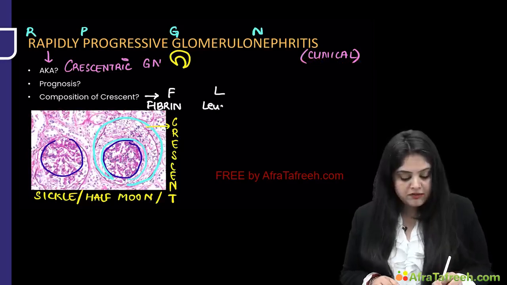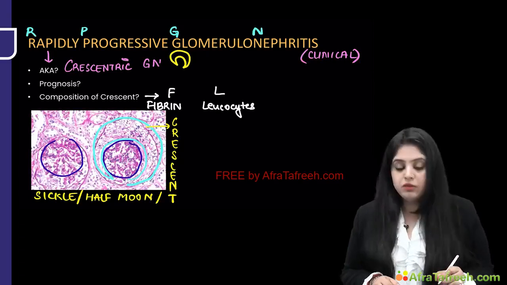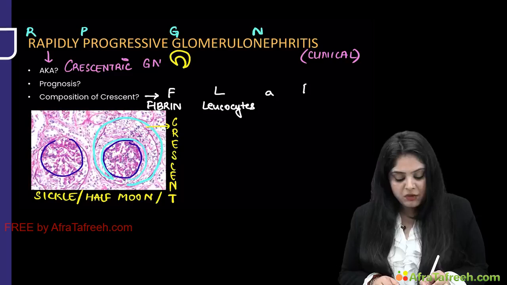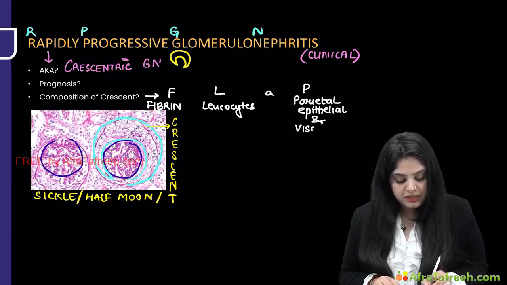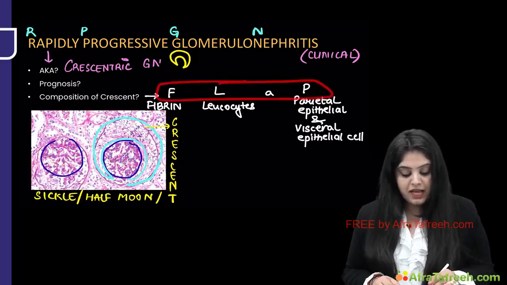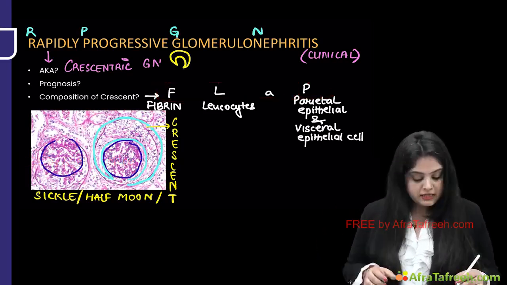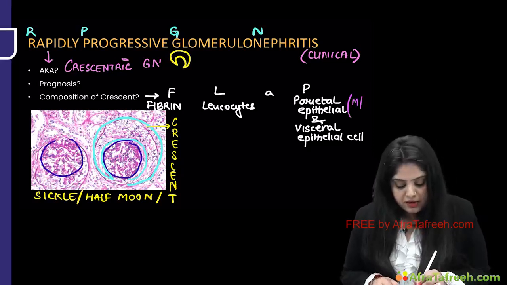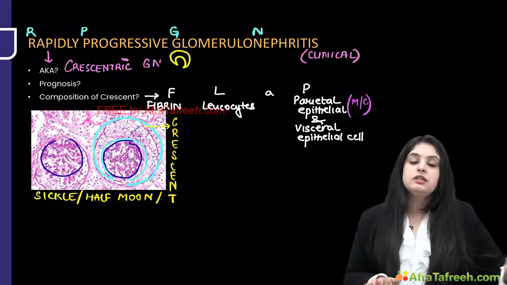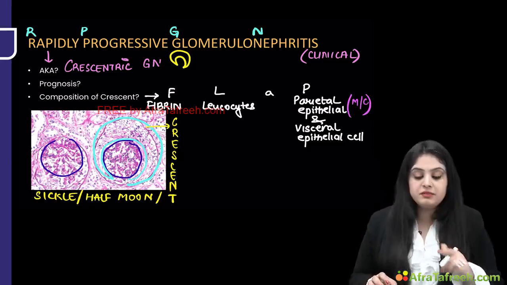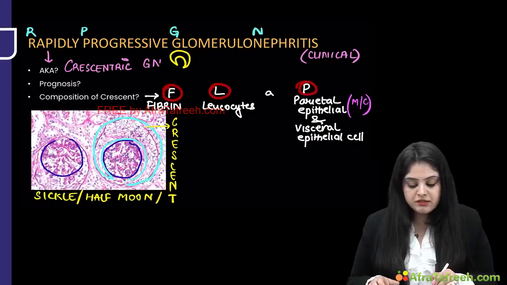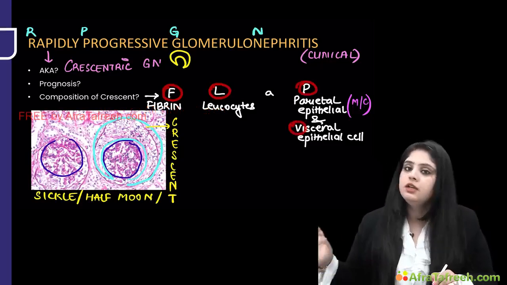L for it is going to have leukocytes. A for and. P for parietal epithelial, more commonly than visceral epithelial cells. But I kept only parietal epithelium in my mnemonic. I have not kept visceral. I've labeled it as flap because I want everyone to primarily learn parietal epithelium, because more commonly it is parietal only. So now the question comes that your crescent of flap is made up of fibrin, leukocyte, parietal epithelial cells, visceral epithelial cells, and all of the above. You select all of the above.